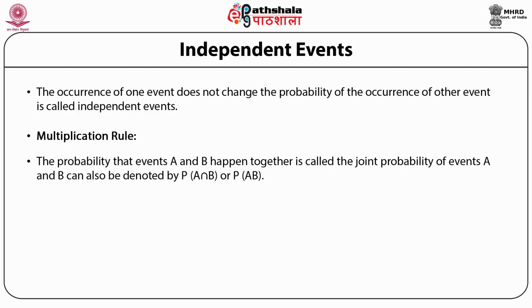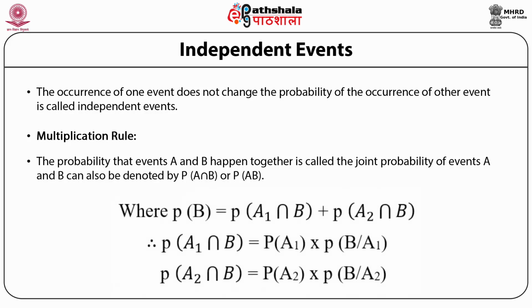The probability of event A1 given B, that is, the probability of A1 when B has already occurred, is the probability of A1 intersection B divided by the probability of B, and similarly the probability of A2 given B. Since B occurs in combination with the two events A1 and A2, the probability of B is defined as the probability of A1 intersection B plus the probability of A2 intersection B. And the probability of A1 intersection B is equal to the probability of A1 multiplied by the probability of B given A1, and similarly for A2.